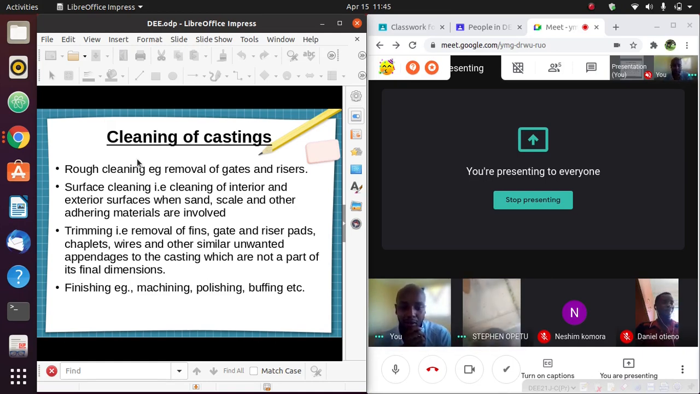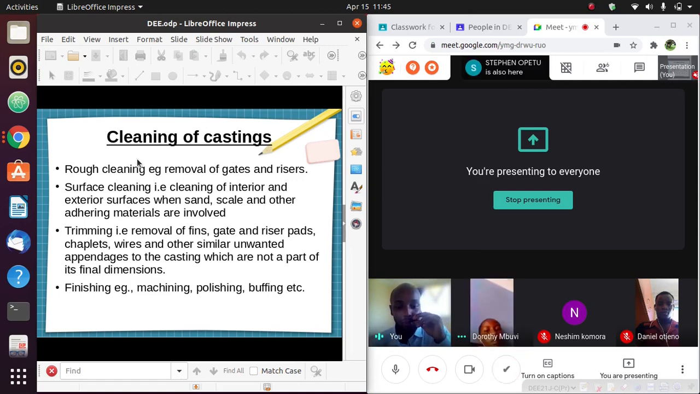You have trimming. Kuna zile unwanted edges that we do not require. You can use a file. You can use a chisel. A grinder pia unaweza itumia. Once you are satisfied that you have cleaned enough, then you can have finishing processes. The processes we had talked about in one of our classes: polishing, buffing, electroplating. Depending on the reason why you are casting, then you can perform finishing processes and decorative processes on the final product. Now let me show you a video of mtu ambaye amefanya casting na anataka kusafisha casting yake.